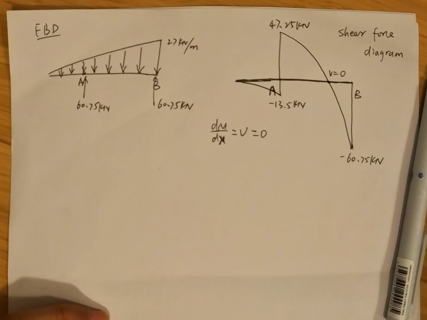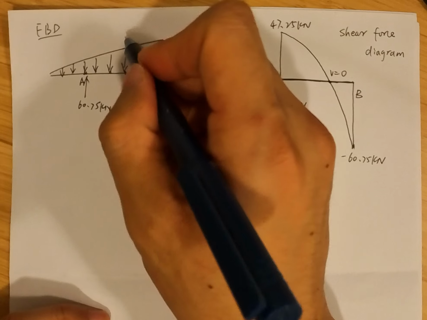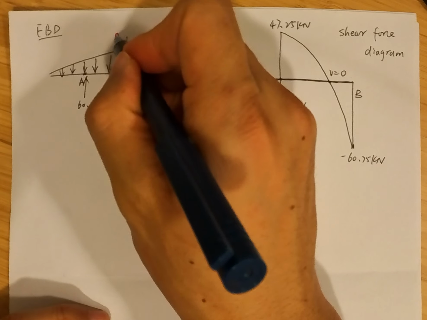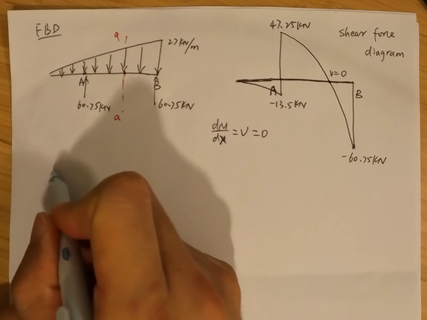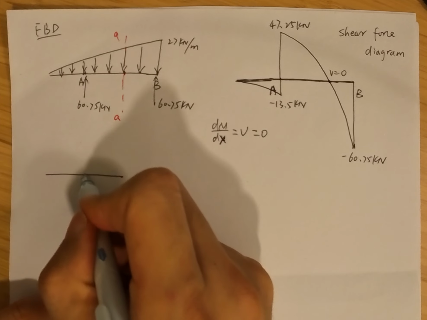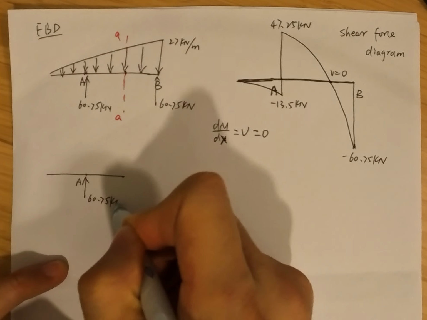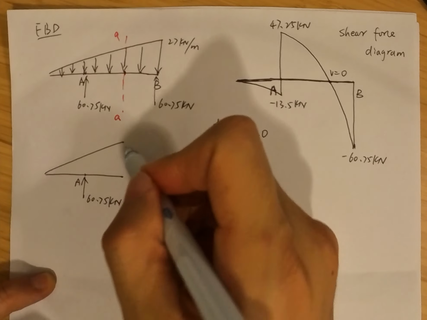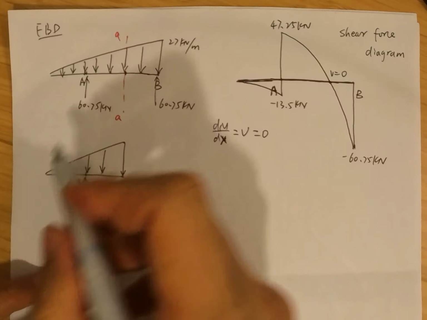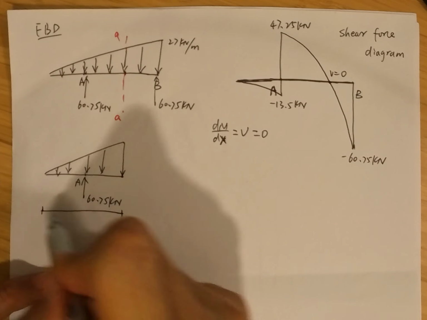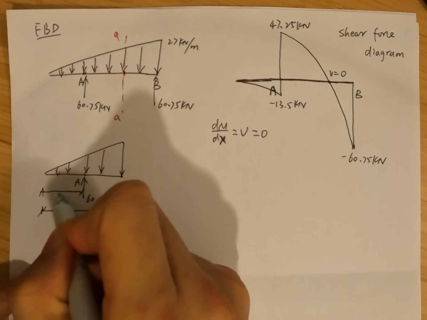First of all, suppose we know the location is here. So we cut through this beam, A to A, and then we draw the free body diagram. This is point A. We have a reaction force 60.75 kilonewton, and this is the distributed load. The distance from here is x, and the distance from the free end to point A is 3 meters.